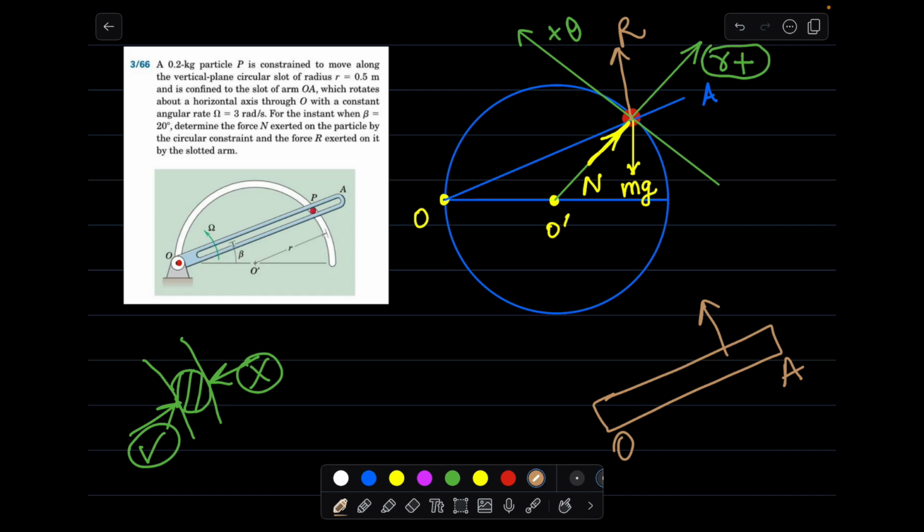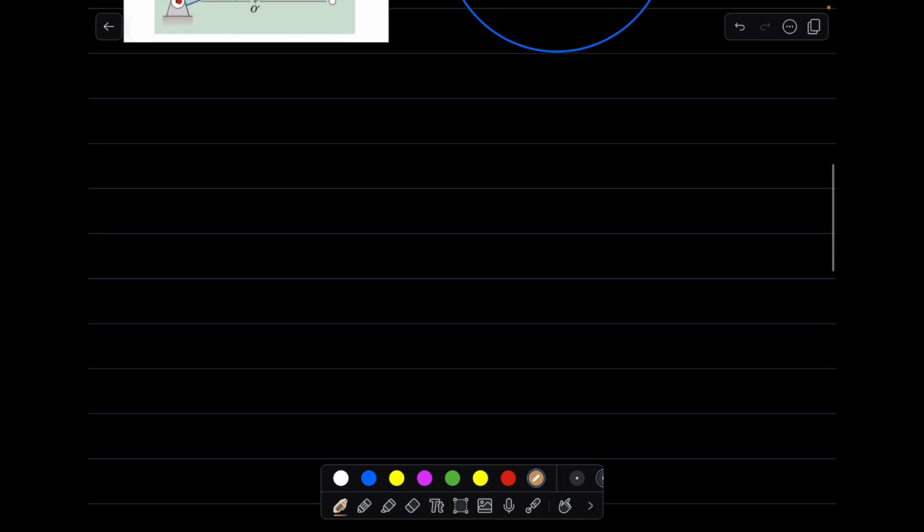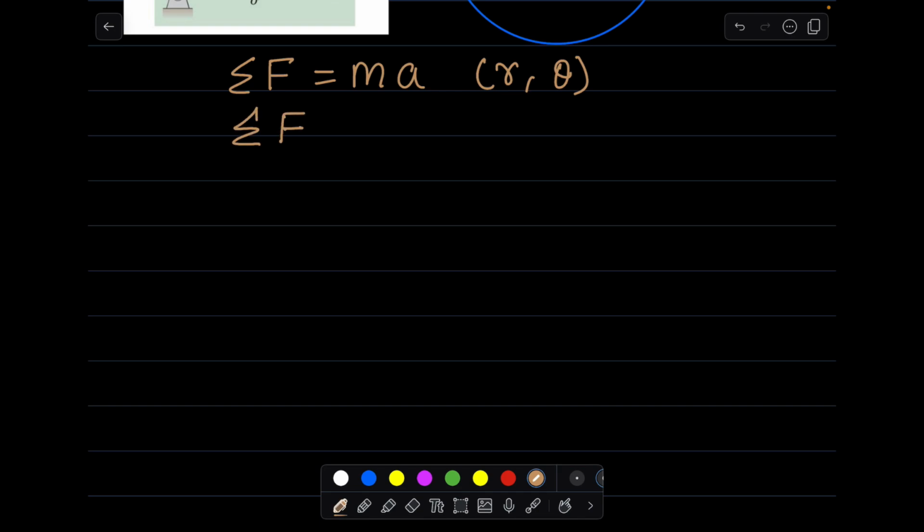Now we will try to solve these forces. Okay, here we can see that beta is given to us, and this will be theta. So now let's solve the equation of motion. Let's solve F equals ma in the r direction and in the theta direction. First I will solve for the force in the r direction.